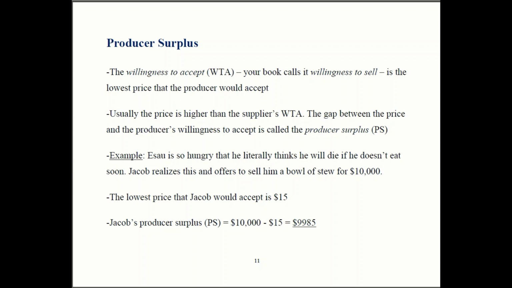Let's say that Jacob only valued the stew at $15. Pretty much just another bowl of stew he's making. But he gets this huge payment from Esau because he knows Esau is desperate and he's exploiting that. So Jacob's producer surplus is 10,000 minus 15. That works out to 9,985. So if you have a monopoly and your consumers are absolutely desperate, you can get away with a lot of stuff. We'll talk more about monopolies later on.